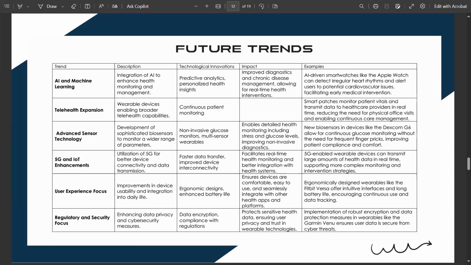Advanced sensor technology. Now, this can be highlighted by sophisticated biosensors that are ongoing, enabling the tracking of a broader range of physiological parameters. Enhanced connectivity with 5G and IoT. This can be a thing of the past, but this is still making a lot of noise in wearable devices.